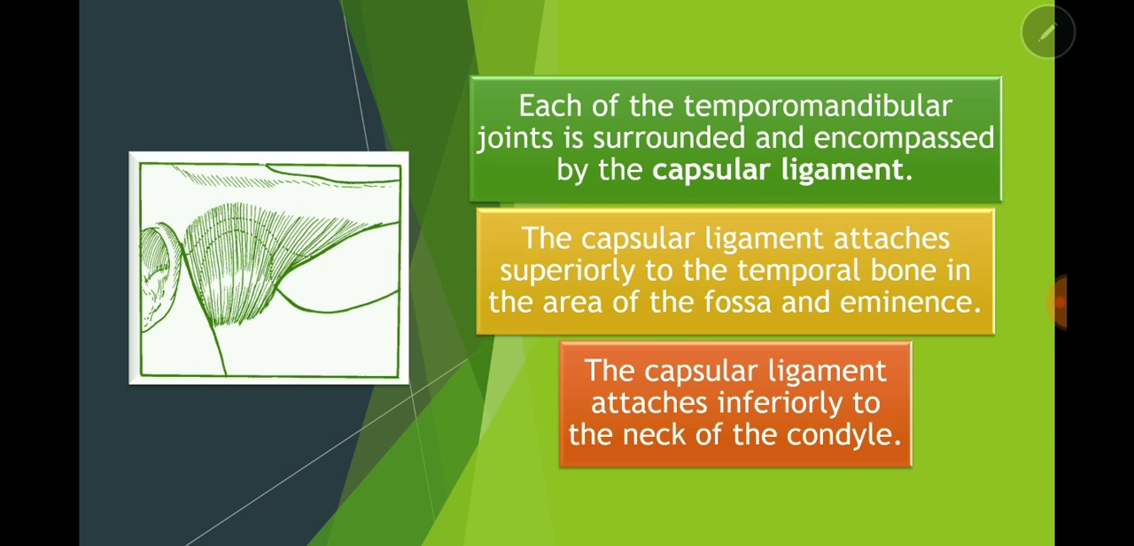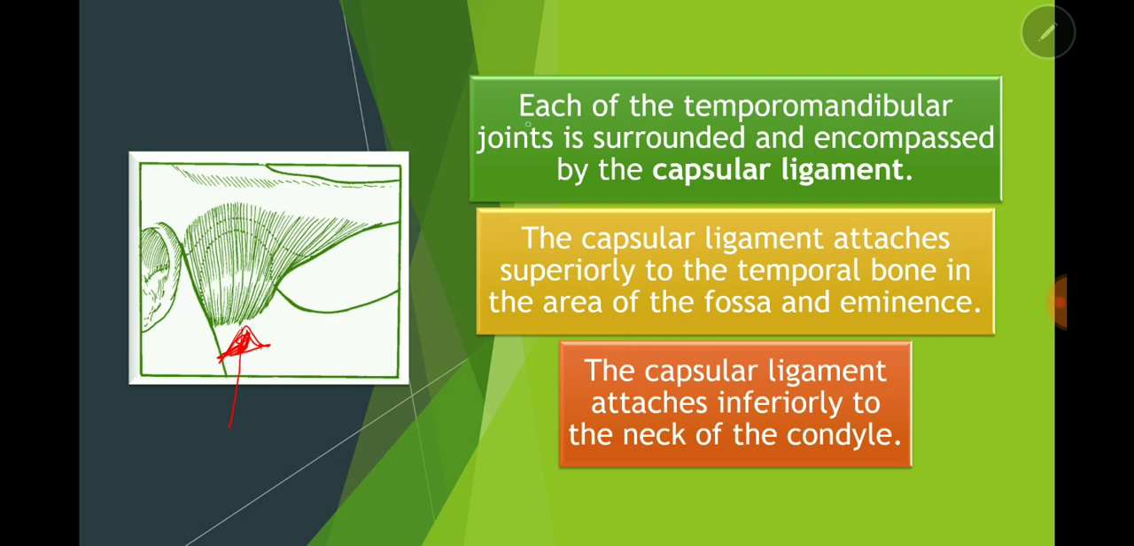So we just saw the discal ligaments, how they attach the disc to the poles of the condyle, to the medial and lateral poles. Now we're going to look at this next ligament, which is also called the temporomandibular ligament or lateral ligament.